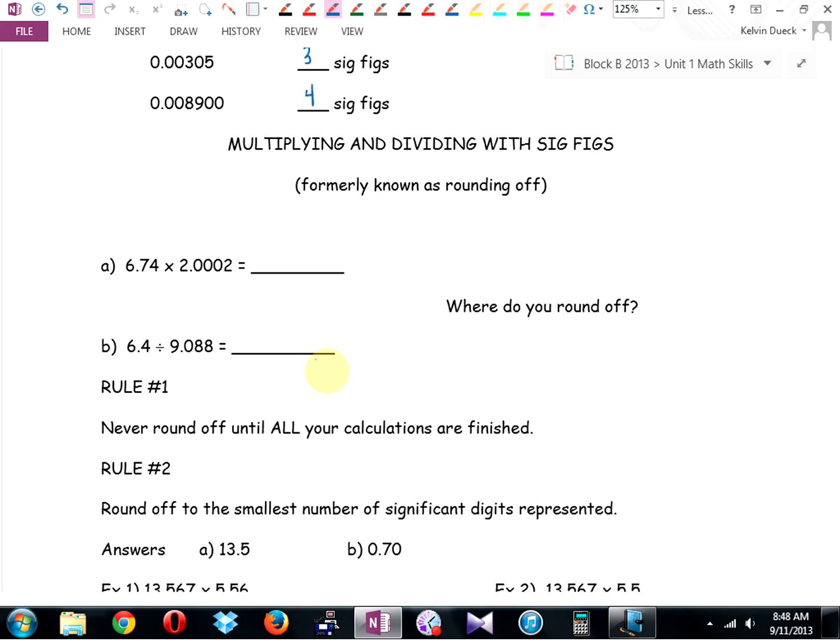So we have 6.74 times 2.0002. How many sig figs does that first number have? 3. Write a little tiny 3 above it. Really small. How many sig figs does the second number have? 5. Put a little tiny 5 above it. Type that into your calculator as is.